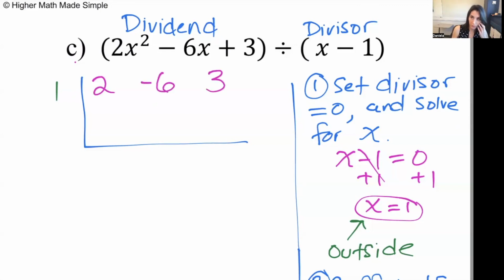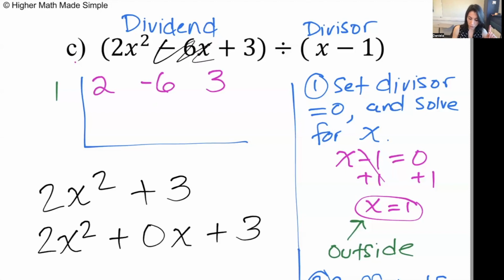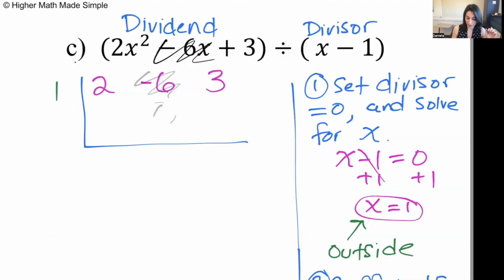Now, just to be super careful, totally changing the problem, just bear with me for a second. Let's say that this was the dividend. In other words, that -6x was gone. Then, super important, this is like saying 2x squared plus 0x plus 3. So you would have to put a 0 placeholder. I can't stress that enough. It does have to be in descending order. If it skips an exponent, you have to put that 0 placeholder or else it's wrong.